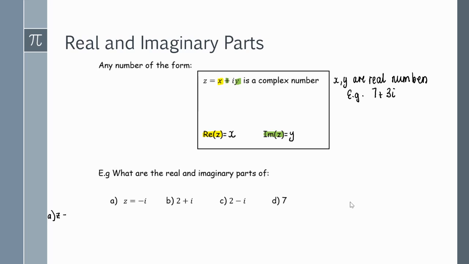For A, we have that z equals minus i. Now I'm just going to rewrite this so it looks like x plus iy. So I could really write this as 0 minus 1i. If you have minus i, that's just the same as putting a little 1 in front of it. Then we can clearly see the real part is just 0. I don't have a real part in this number because it's all about the i's here.